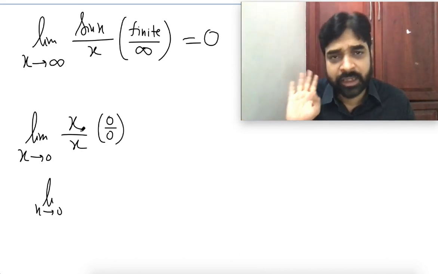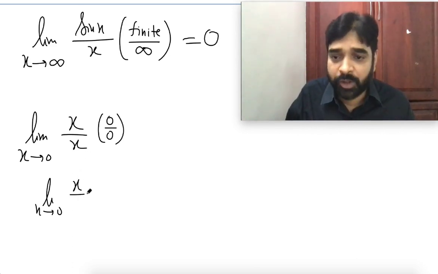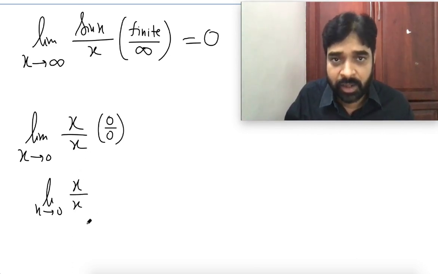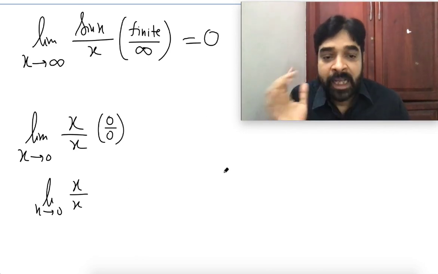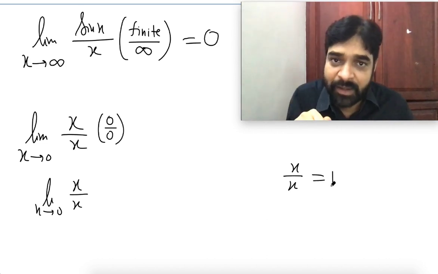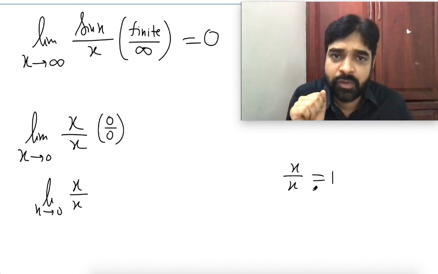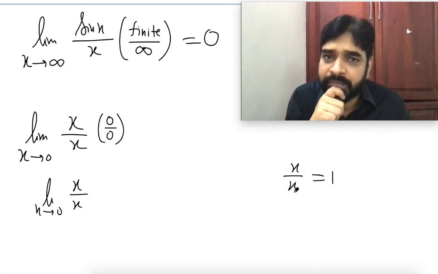Suppose I have to solve this. Now I understood it's an indeterminate form. The limit form is what? Indeterminate. I want to solve it, and I'm going to tell you the method of solving the limit. Can I cancel? Is x by x always equal to 1? Is it always true? No, it's not always true. You cannot cancel always. If x is 0, you cannot cancel.